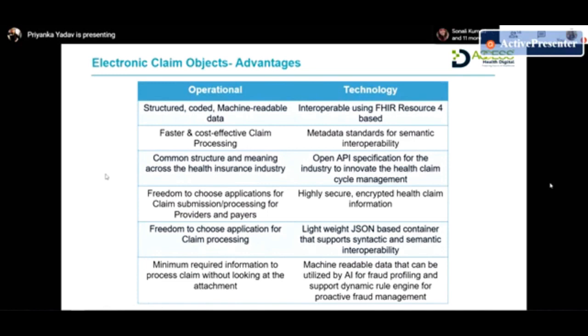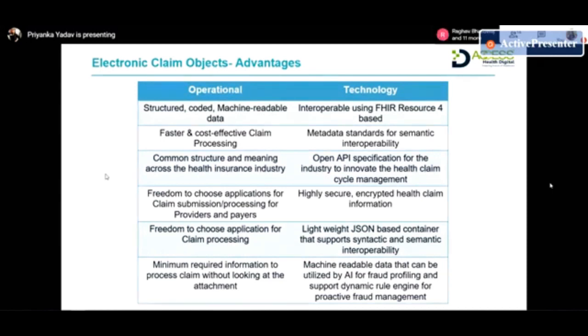Freedom to choose applications for claim submission. Because I have already given the specifications in the public domain, there will be many options available to providers as well as payers. I can use any application that is capable of generating these e-objects. I am not stuck with one provider because all of this is based on standards, and any application that implements the standard should be capable of generating these e-objects. And last, which I have been repeating since the beginning: minimum required information to process a claim without looking at the attachment. That is what I am trying to do. I am giving you all the information you need as a payer for your rule engine or claim processing system to approve or reject a claim.